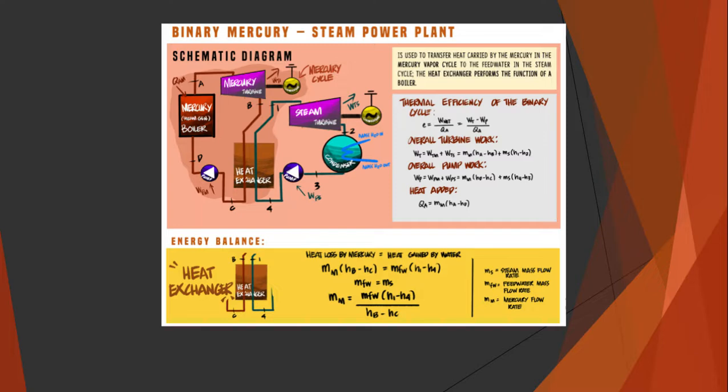Binary mercury steam power plant is used to transfer heat carried by the mercury in the mercury vapor cycle to the feedwater in the steam cycle. The heat exchanger performs the function of a boiler.